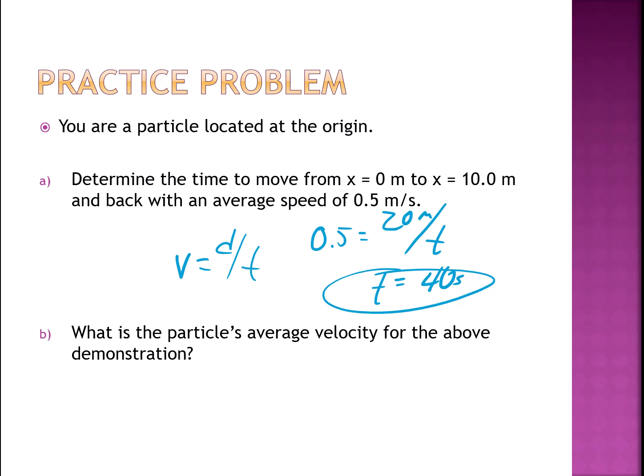For part B, what's the particle's average velocity? Well, the velocity equation is the change in x over the change in time, but the change in x is 0, so therefore the velocity is 0. Your final position is the same as your initial position. 0 meters minus 0 meters is 0. Even though time occurred, your displacement is 0. Therefore, your average velocity is 0.